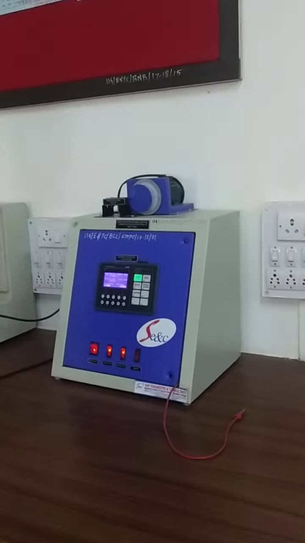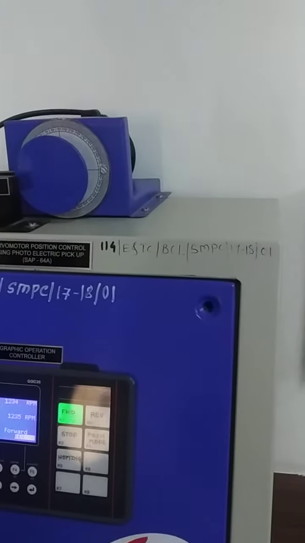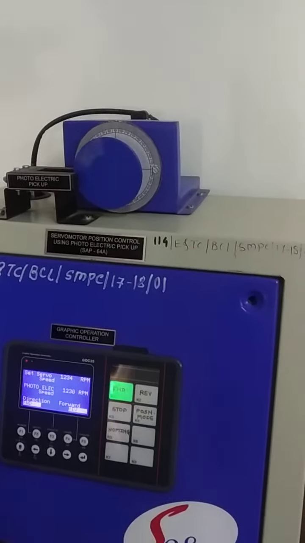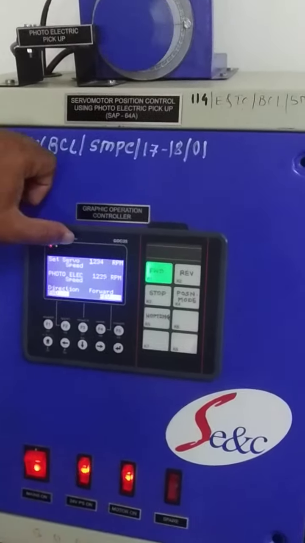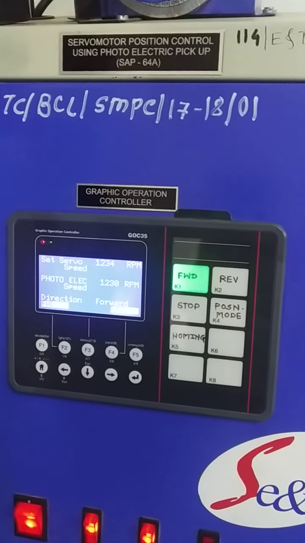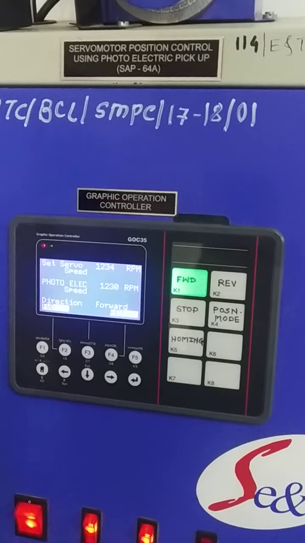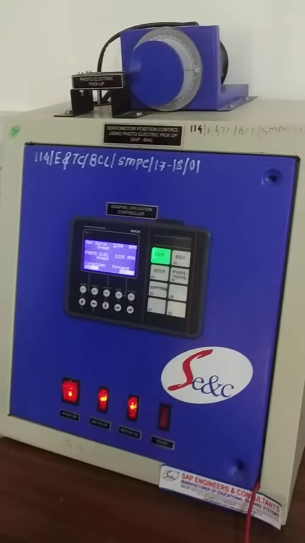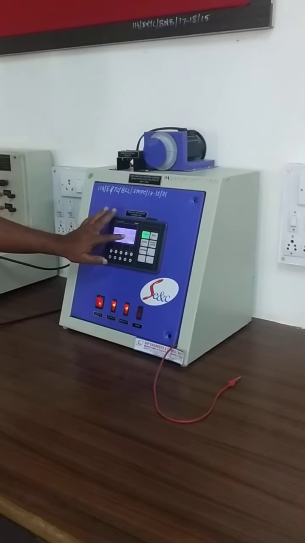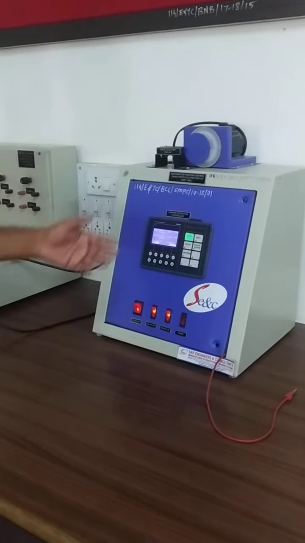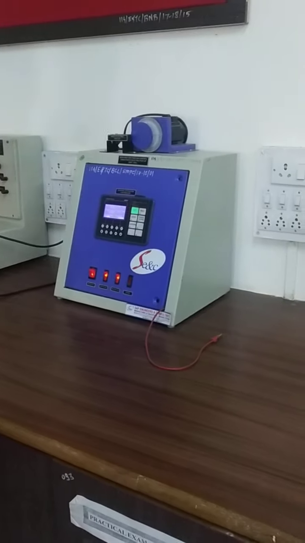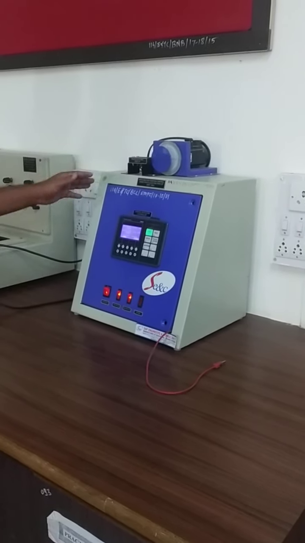Now the motor is rotating with direction control. We have selected the forward direction, and the motor is also rotating in the forward direction. We have set the speed of 1234 RPM, and the photoelectric pickup gave the RPM speed which is indicated here. Now there may be a slight difference, which can be an instrument error. Approximately we get 1236 here right now, which is very near to 1234 RPM. This is one part of this experiment.